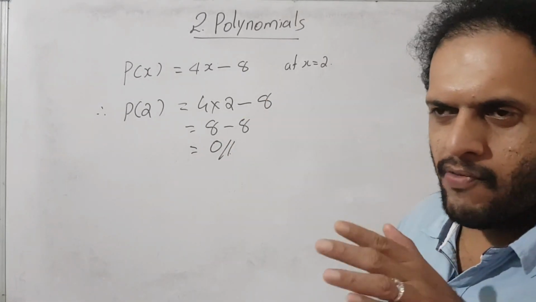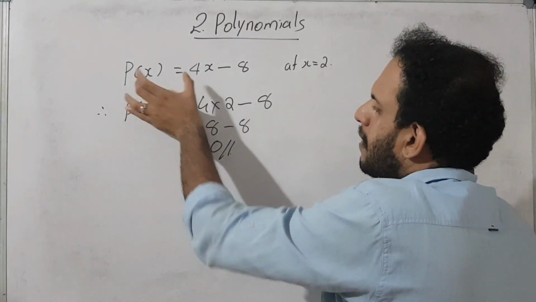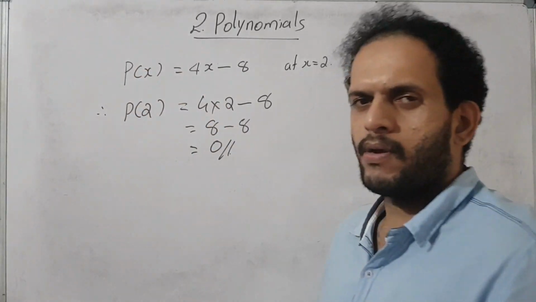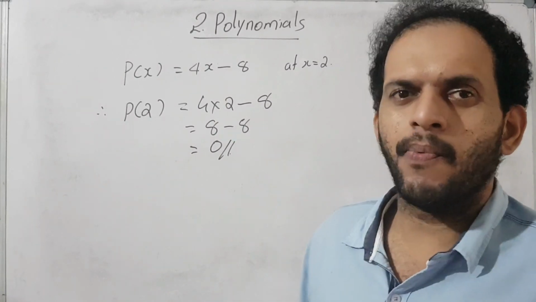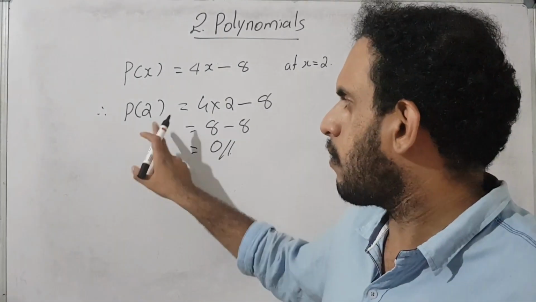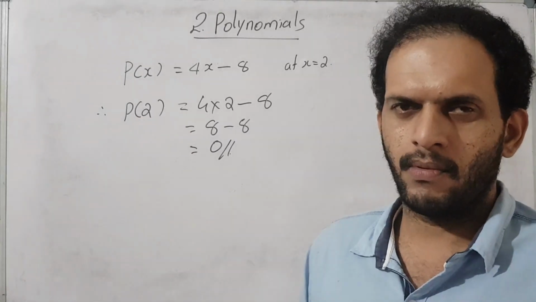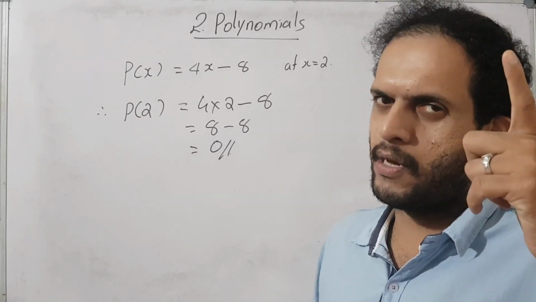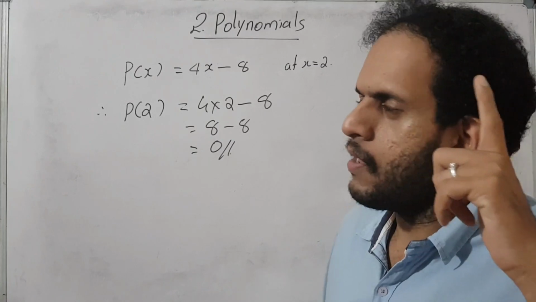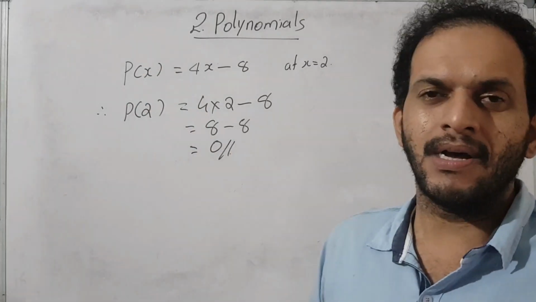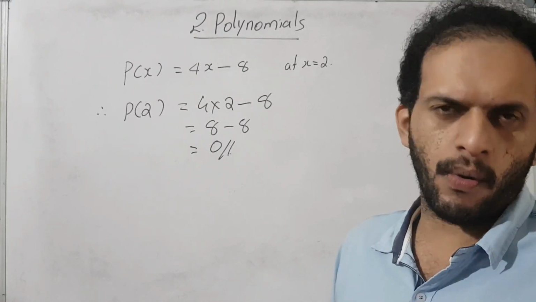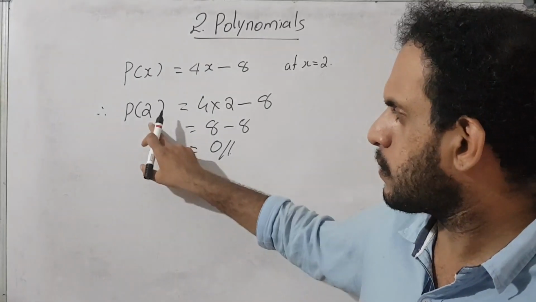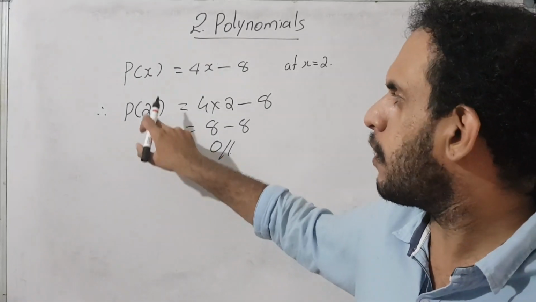That means here we got the value of the polynomial is 0. Correct? If the value of the polynomial is 0, what do we call this 2? Do you remember? We studied it last year. What do we call it? Yes, 2 is called the solution of the polynomial or zero of the polynomial. Correct? 2 is called zero of the polynomial.